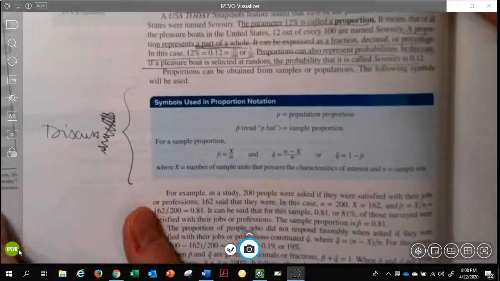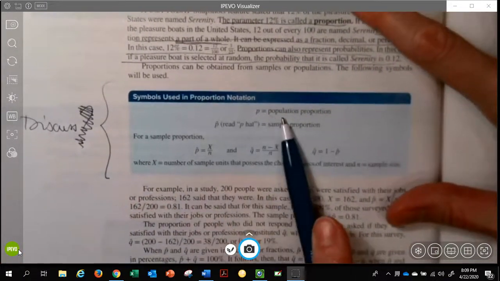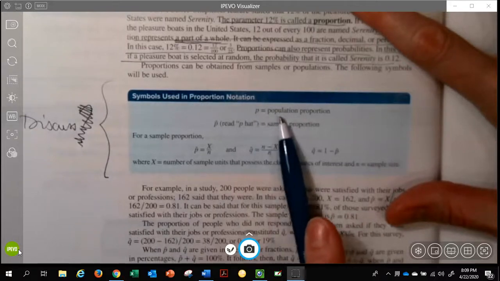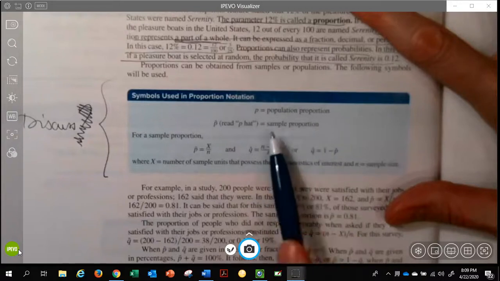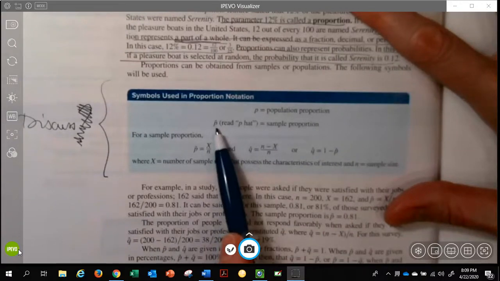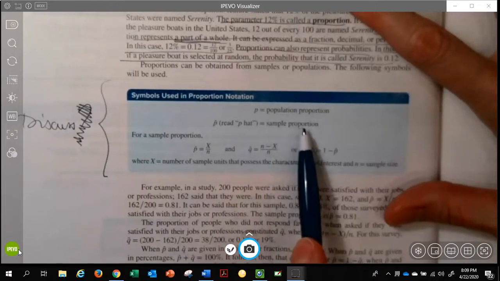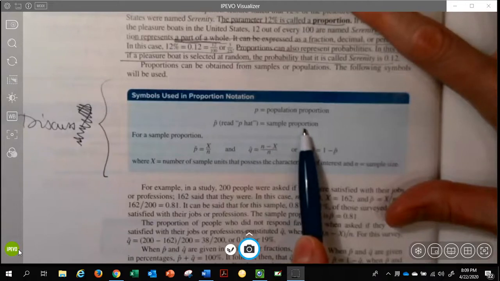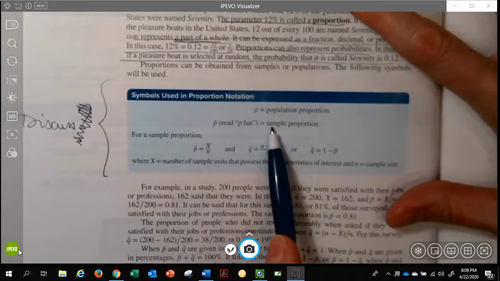So there are some symbols. You've seen these before for the most part. But just to go ahead and go over those and get them in our minds, P is going to be the population's proportion. P hat, which is red, P hat, is going to be the sample proportion. So underline those, highlight those, soak those in for a minute. So, stop the video, think on these. P is the proportion for the population. P hat is the proportion for the sample.